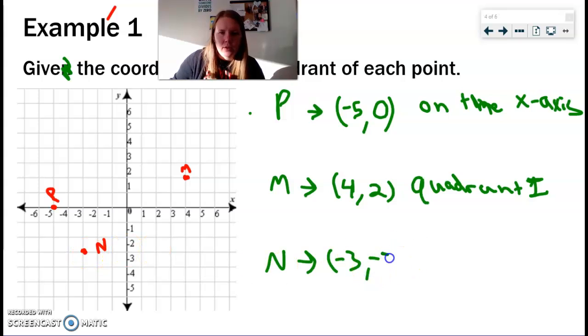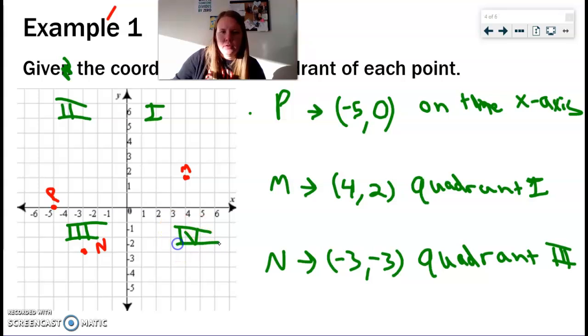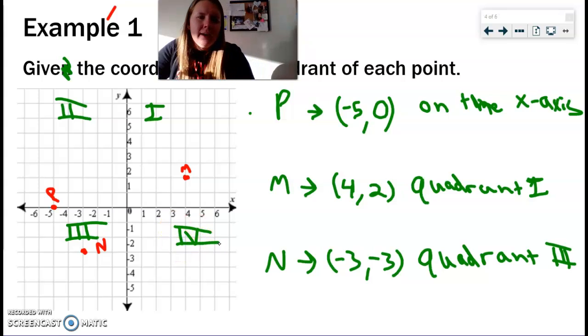So (-3, -3). In this case, thinking about my quadrants, this is quadrant 1, quadrant 2. This one's quadrant 3, and that's where my N is. Quadrant 3. Remember that last quadrant is 4, and this is how they write it in Roman numerals: a line and then a V.